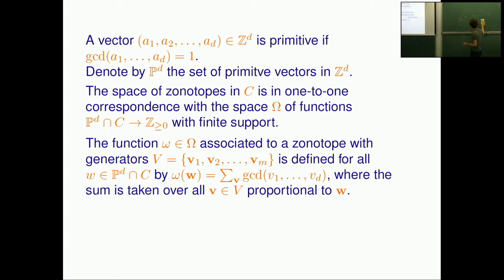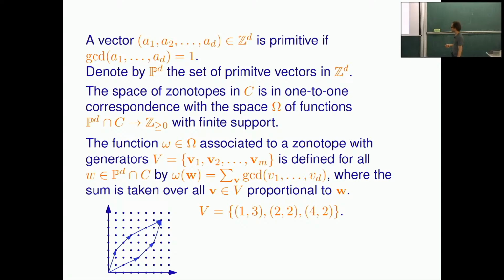So the function associated, if we're given a zonotope and we have this set of generators, what we do is take each generator and look at the smallest primitive vector that's contained in it, and it will be some multiple of that primitive vector, and we simply add that number to the value of the function at that point.